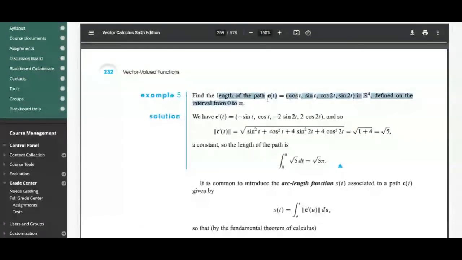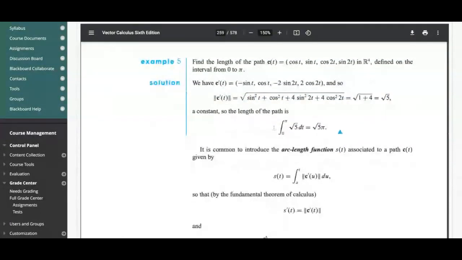Let's see this one. Find the arc length of this curve in 4 dimensional space, right? From 0 to pi. Well, in 4 space, for the arc length, we just have to apply the Pythagorean theorem 3 times. In the end, we get square root of 5. So plug into the arc length formula. From 0 to pi, square root of 5. In the end, we just get square root of 5 times pi.